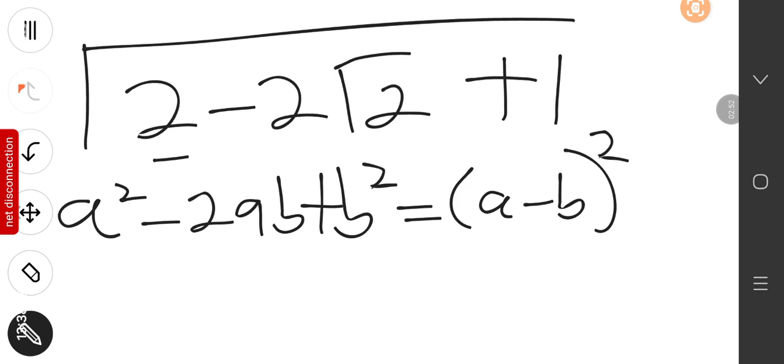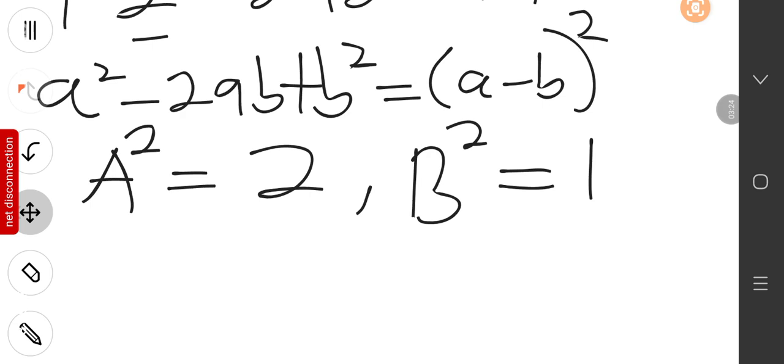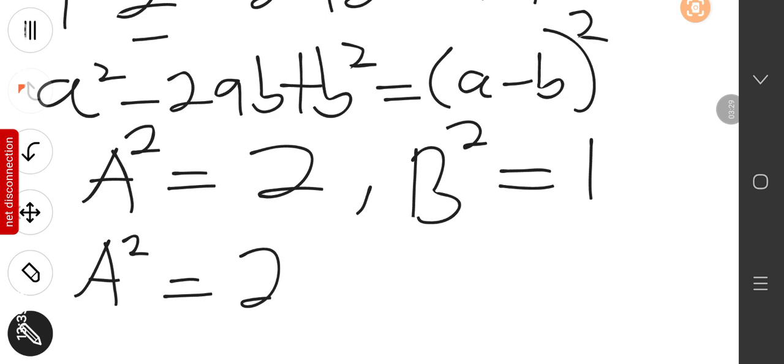Now remember, the first part stands for the a squared. The last part stands for the b squared. So let's represent the first part by a. So a certain number squared gave us 2. And then let's represent the last part by b. So a certain number squared gave us 1. So we are going to say a squared equals 2. Let's multiply here by half and here by half.